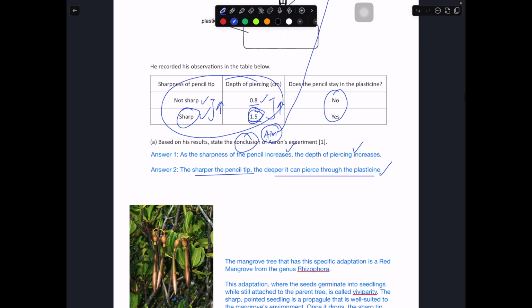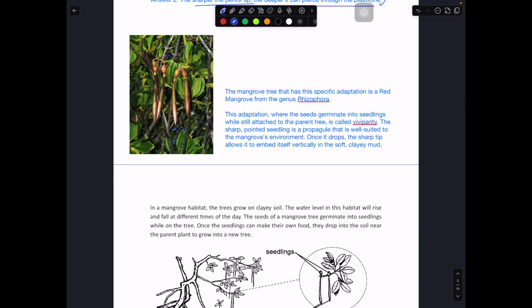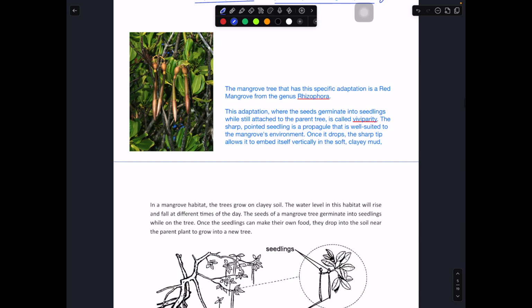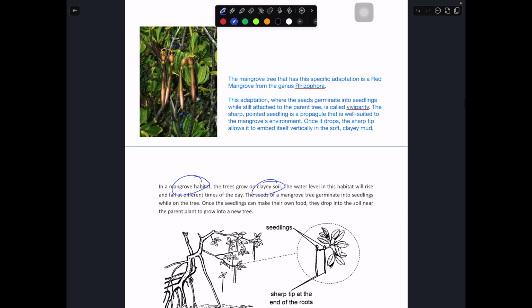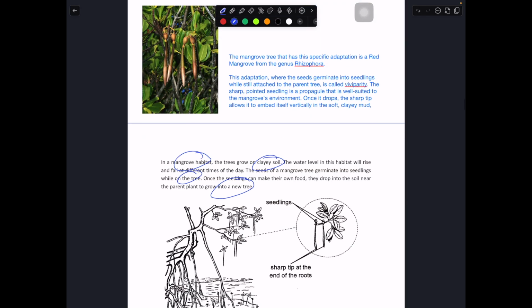Now in this question, it's telling you about a mangrove habitat, where the trees grow on clay soil. The water level in this habitat will rise and fall during different periods of the day. The seed of mangrove germinates into seedlings while it's still on the tree. Once the seedling can make its own food, it will drop into the soil near the parent plant and grow into a new tree. So this is the situation given.